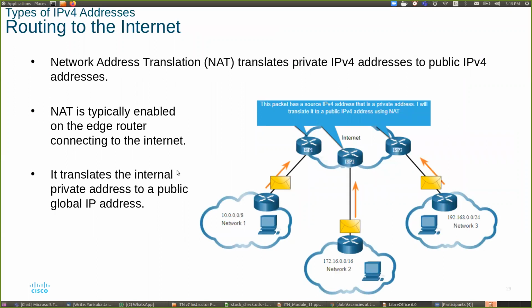Routing to the internet. How do we send packets into the internet? Here we are talking about network address translation. NAT translates private IPv4 addresses to public IP addresses. I believe in most of your institutions, this is what is happening there, NATing. You use a private IP address and NAT it to a public IP address, because private IP addresses cannot go to the internet, they are not routable. So you have to do what is called NAT, network address translation.